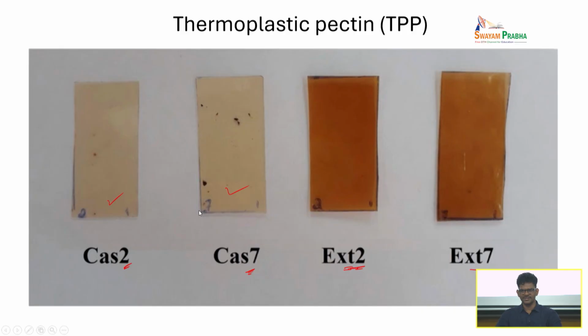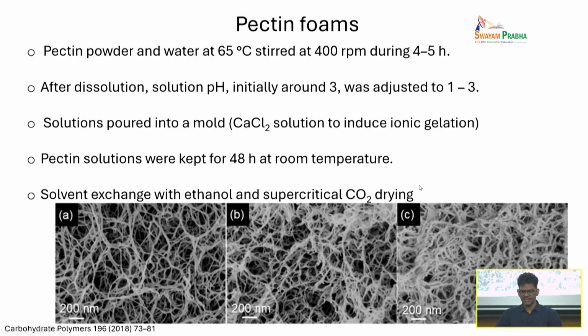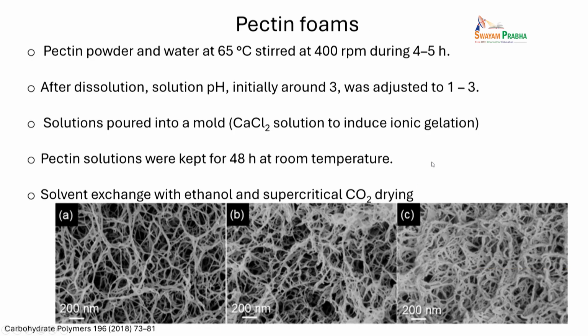Whereas the first 2 samples are casted at maybe 60 degrees or 50 degrees, and then the solvent evaporation happens. So you can see there's not much caramelization here. But in the last 2 examples, the caramelization leads to this kind of color change. All right. So as I said, this is one potential area one can look into. There is another upcoming area that is based on foams, pectin foams and pectin aerogels.